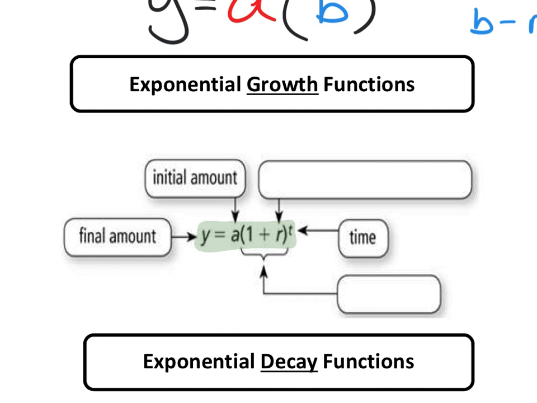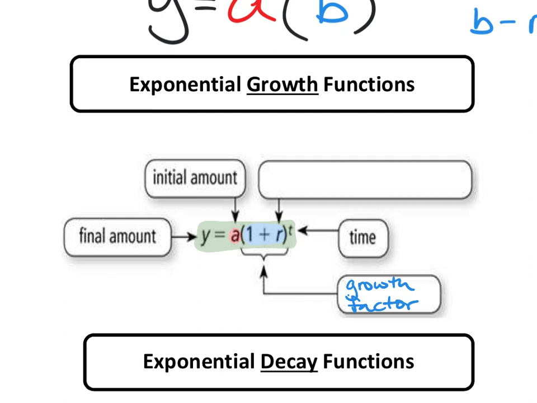This is exactly the same as the general form, except that instead of just having a's and b's, what do we have in the b spot? 1 plus r. So let's talk about what each of these things is. So obviously the 1 plus r, the stuff in the parentheses, is still going to be my growth factor. This is how we say that it is doubling or tripling or getting bigger in some way. That's going to tell us that.